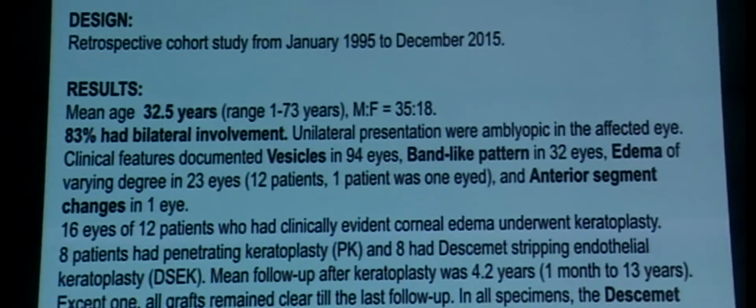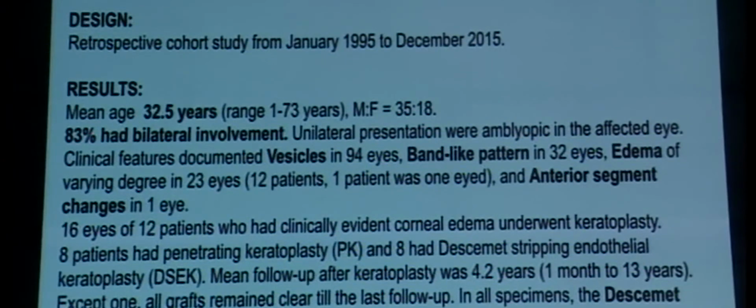Looking at another nice paper from Dr. Ramappa and their group, a retrospective study looking at all the posterior polymorphous dystrophy. Usually the mean age at presentation is much higher, about 32.5 years, with a slight male preponderance, and mostly they have a bilateral involvement.